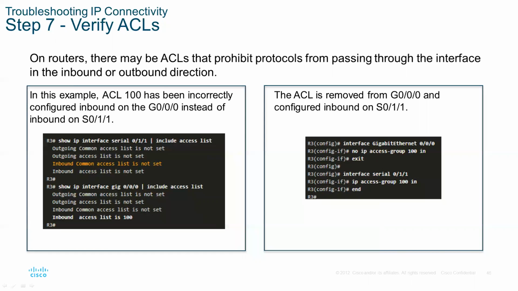Next, you can check where the ACLs are applied and in which direction they're applied. Are they applied on the correct interface? Are they applied in the correct direction? These all affect connectivity.